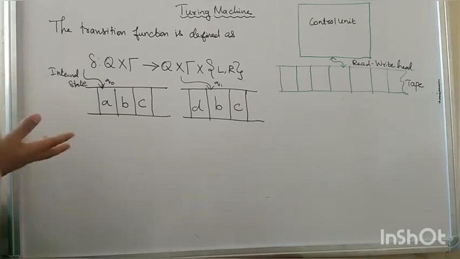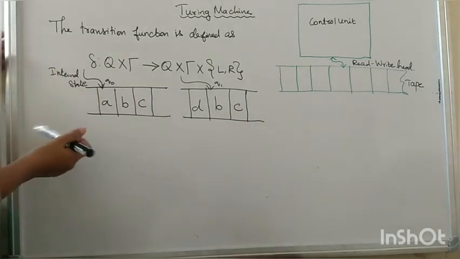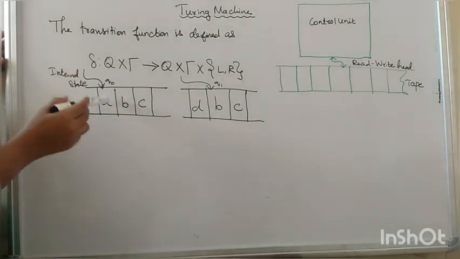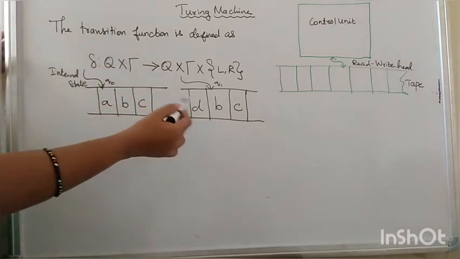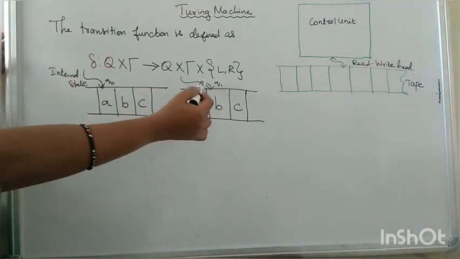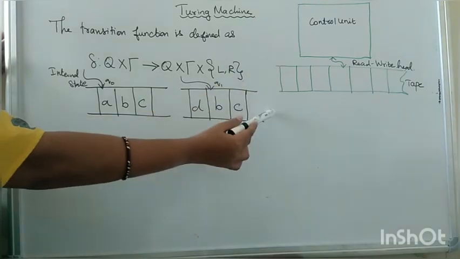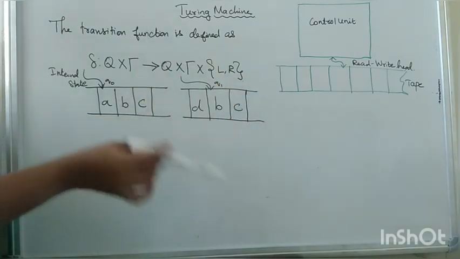In pushdown automata, whenever a transition happens, you will either push the symbols or pop them out. In the same way here, we are going to either replace the tape symbols, or even without replacing, simply move the read write head towards the right or else towards the left.